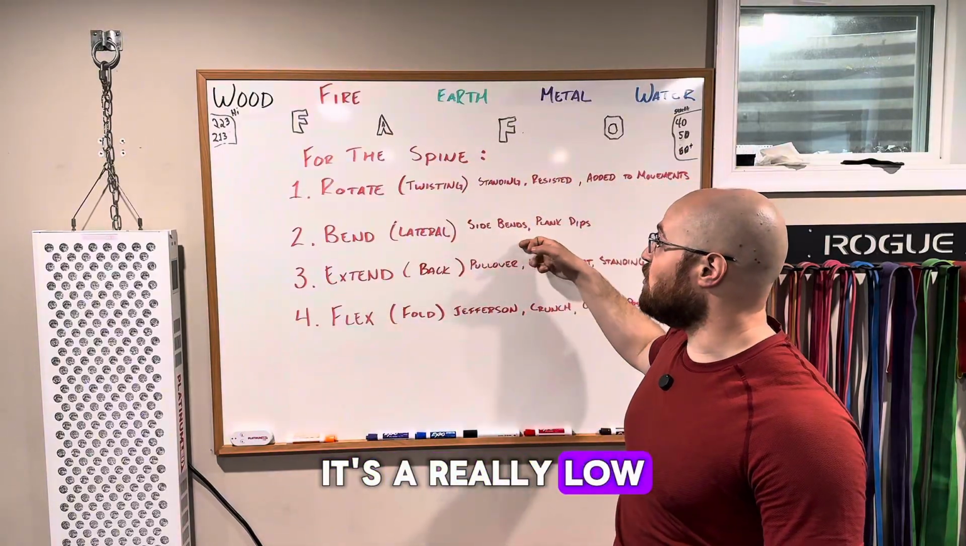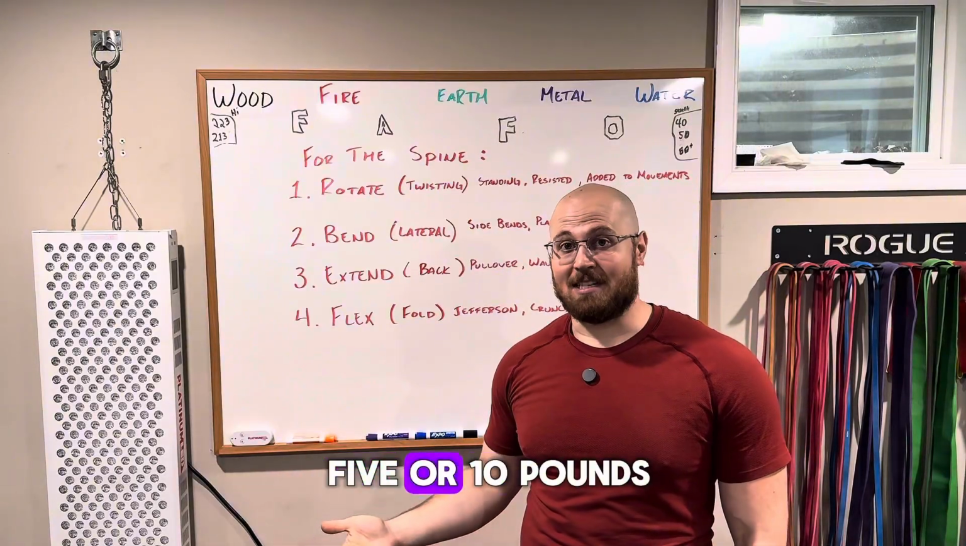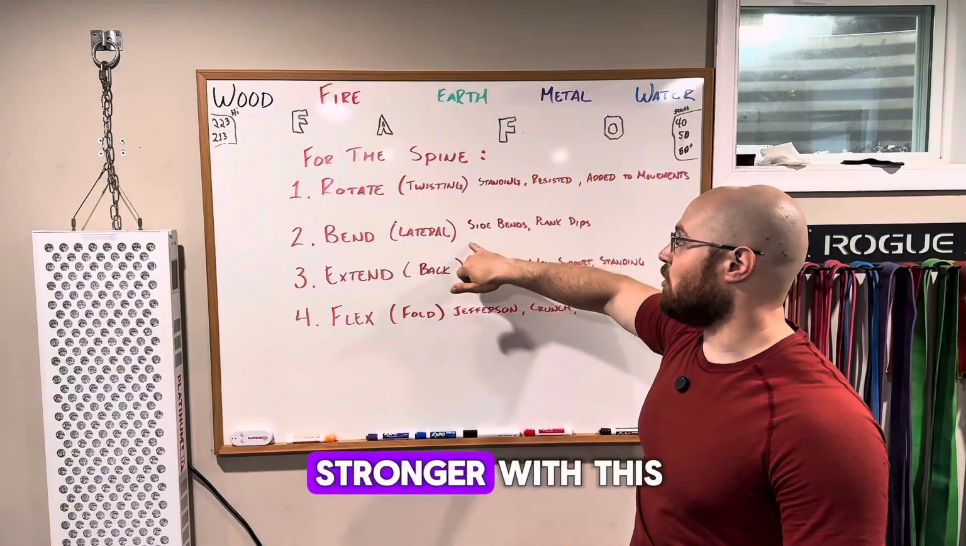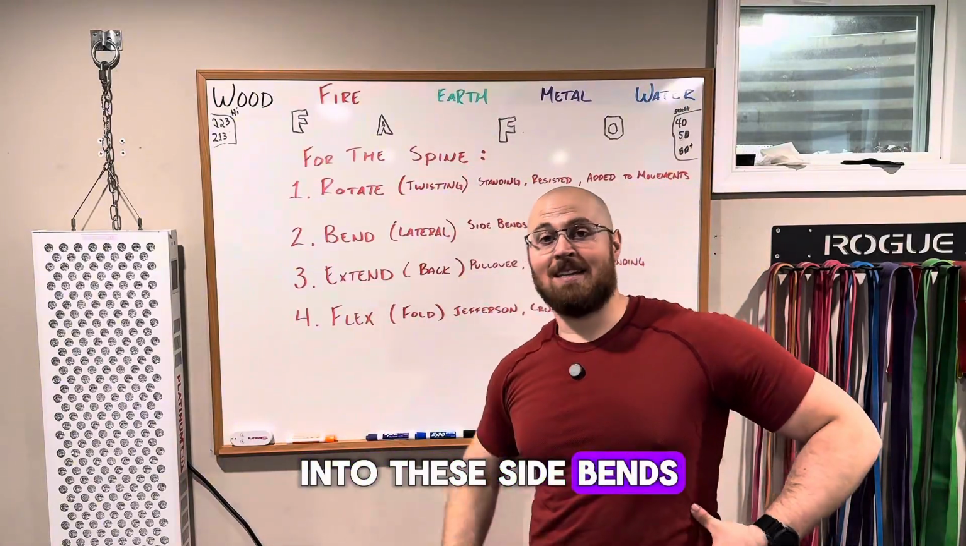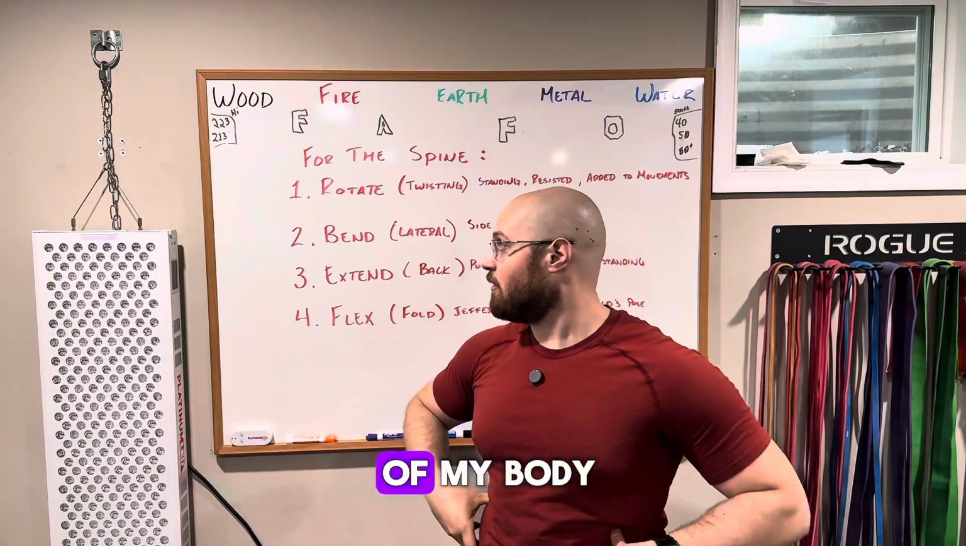It's a really low entry point. If you're new to side bends, you can start with 5 or 10 pounds and trust that you're not going to hurt yourself. But as I get stronger with this, I can start to load some pretty significant weight into these side bends and really work on strengthening these lateral parts of my body.